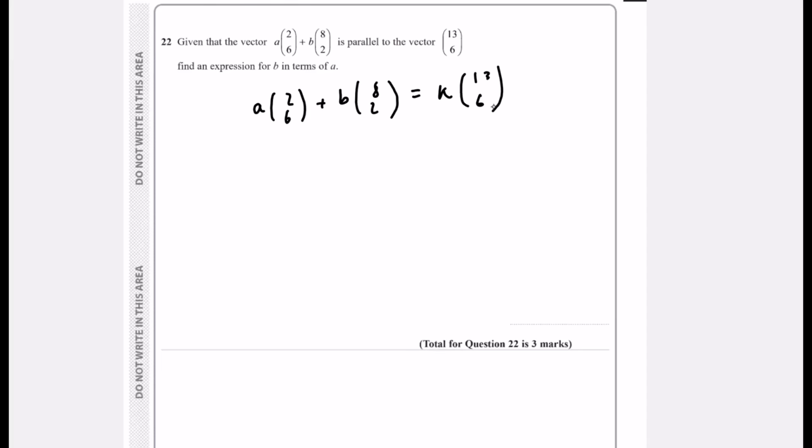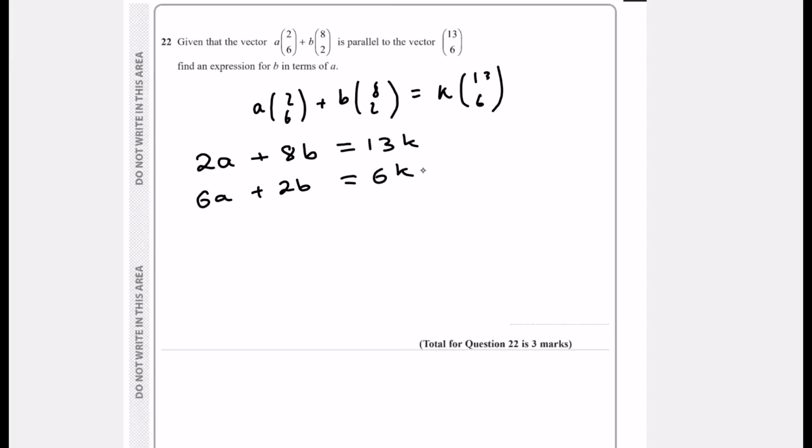And if this is an equation, the x's should be equal and the y's should be equal. So we can split these off into two separate equations. So let's have 2a plus 8b equals 13k, and 6a for the y's plus 2b equals 6k. So we split them off.